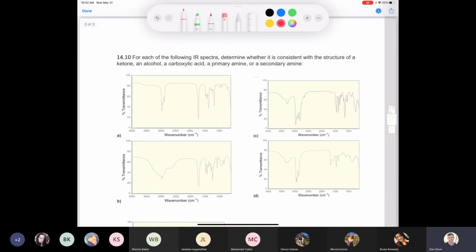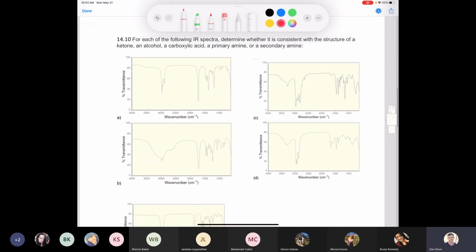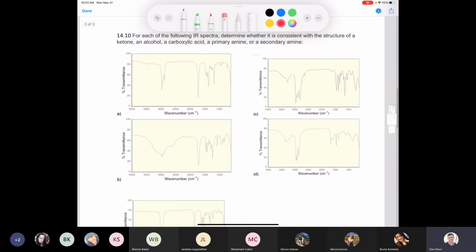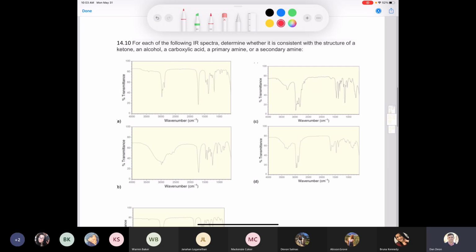Let's move on from there. For each of the following IR spectra, determine whether it is consistent with the structure of a ketone, alcohol, carboxylic acid, primary amine, or secondary amine. So here they get a little bit trickier. You get significantly trickier.